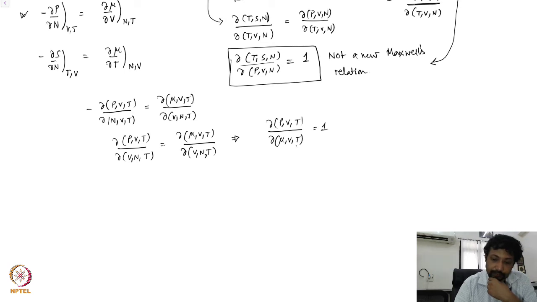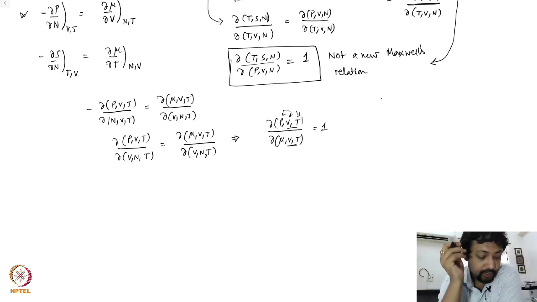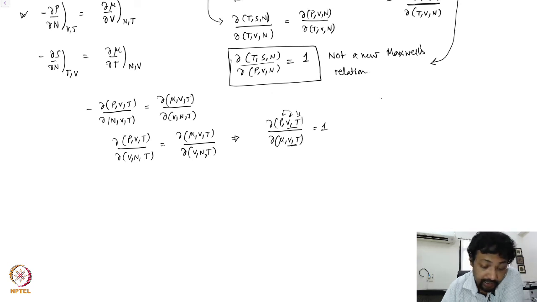Is this correct? Because there are two variables which are common. So V and T are both common in the numerator as well as in the denominator. So this is equivalently saying, so let's see where did we go wrong. Del P del N, V and T are held constant. You have del mu, del V, N and T are held constant. So V and T. So then this is del mu, del V, V and T, correct. So therefore this is actually V comma N comma T.